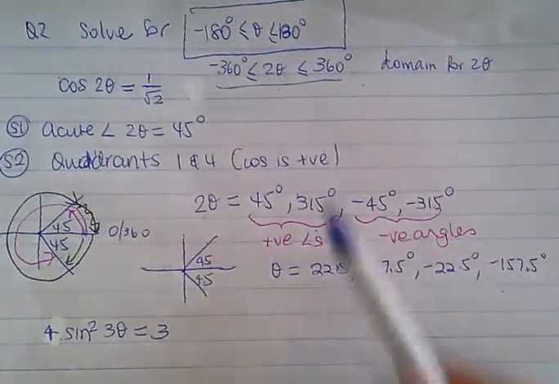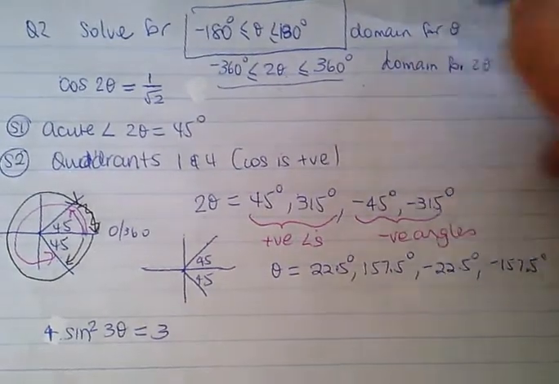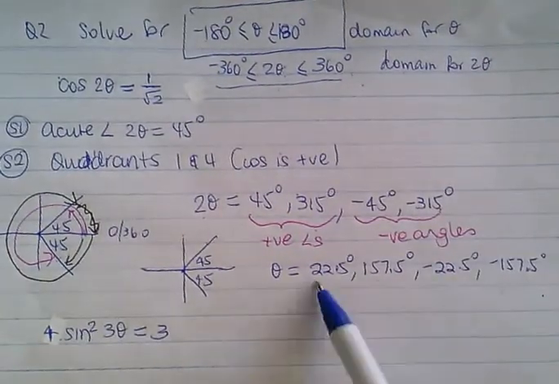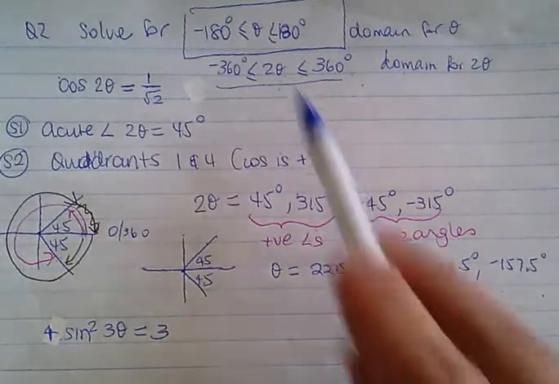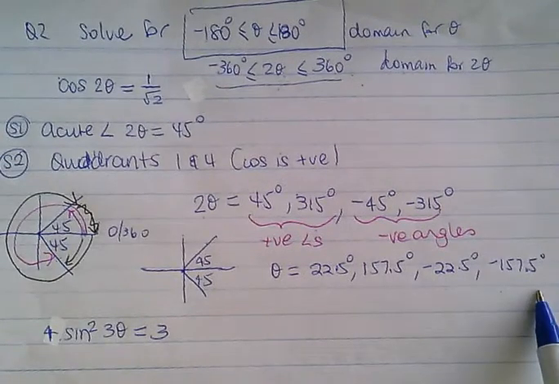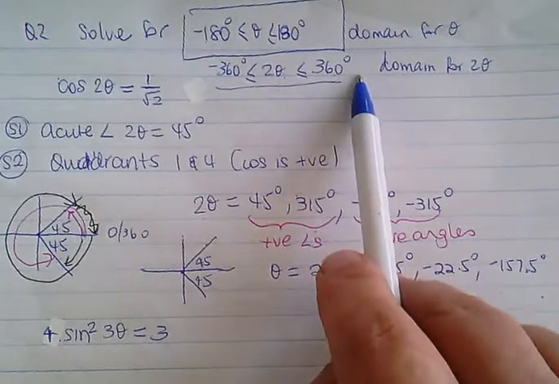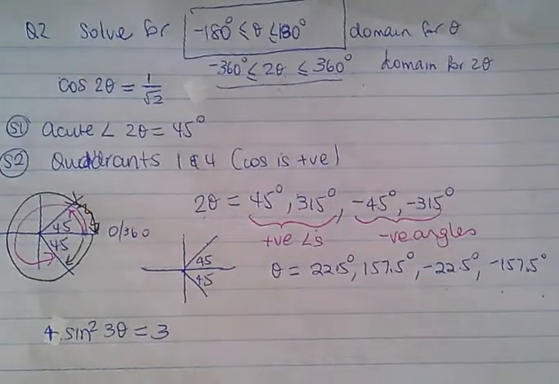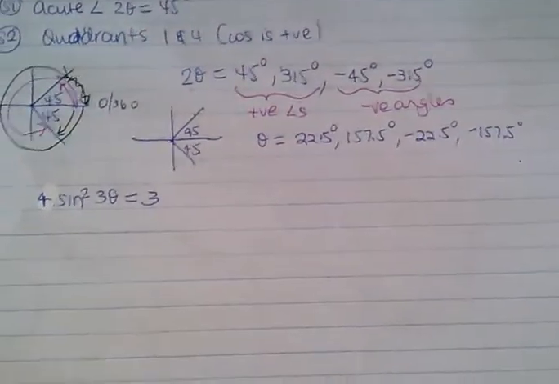And when you divide by 2, you're going back to your domain for theta. Notice that all your theta results lie between 0 and 180, can you see? And 0 and negative 180. They fit. All right? So when you're doing your 2 theta ones, you've got to make sure they fit into the 2 theta domain, so it's important to write it out. Okay? All right, now, another question, last one.